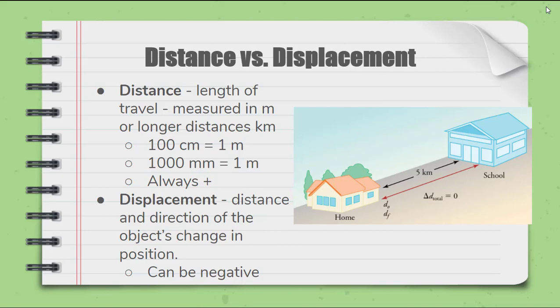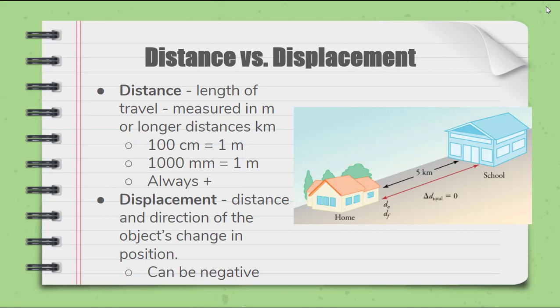Now, displacement is a little bit different because this includes the change in an object's position as opposed to how much it's traveled. Let's look at the example on the right in terms of displacement. You travel 5 kilometers to school, but you also travel 5 kilometers back. You initially started at home, and your final position is at home as well. So did you ever truly change position? And the answer is no. Your displacement is 0 because you ended up in the exact same place where you started.